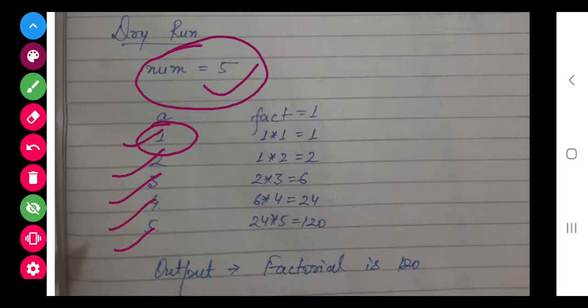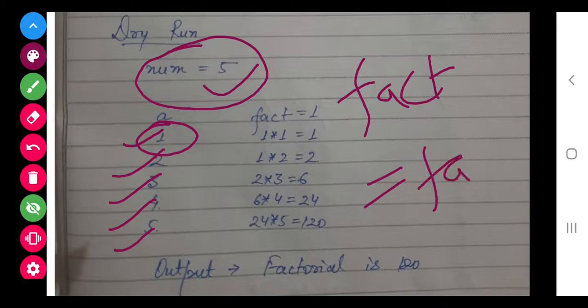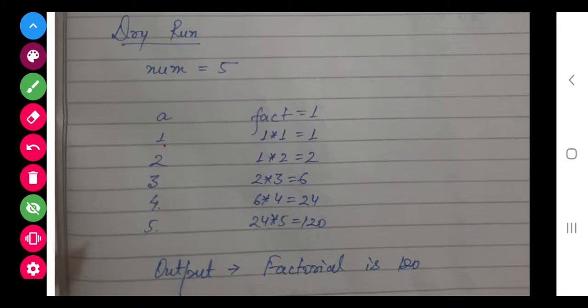For the first time it will be 1. Then we have given that fact is equals to fact multiply a. So fact is 1 and value of a is 1. So 1 into 1, that's 1. For the next time a is 2, and fact is 1, so we have put here 1. So finally 1 into 2, that is 2.